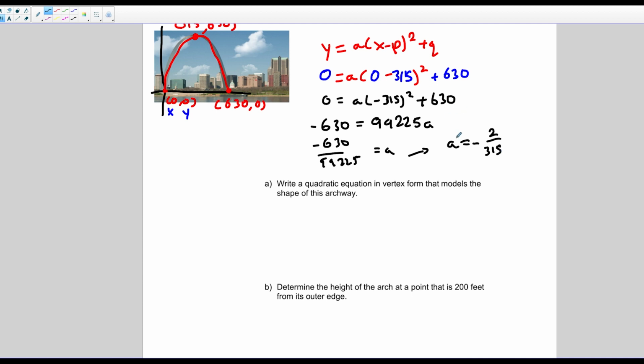This reinforces the fact that our parabola is going to open downwards because our a value is negative. So cleaning everything up, we're going to put this in vertex form. y is equal to negative 2 over 315, (x minus our p value, which once again was 315) squared, plus our q value, which is 630.